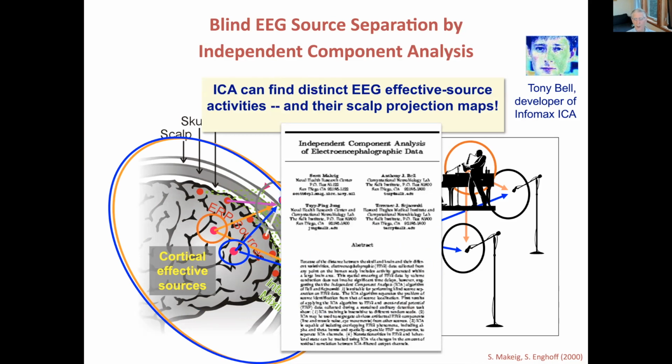And I'm happy to say that the preliminary conclusions we drew from the first look at an ICA decomposition have held up all these 20 years now. Basically the claim was that ICA decomposition of multi-channel EEG data can find distinct EEG effective source activities with relatively high signal-to-noise ratio, and find each of their separate scalp projection maps or patterns.